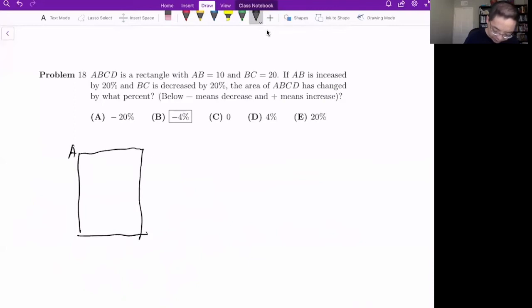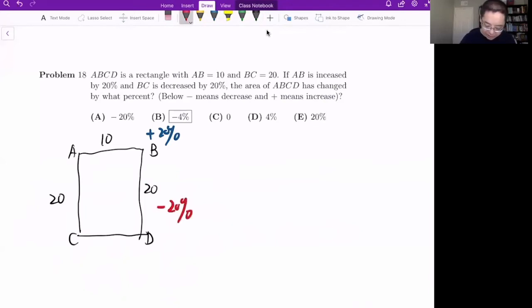So this is rectangle A, B, C, D. AB is 10 and the other side is 20. Now AB is increased by 20%, and the length, this 20, is decreased by 20%.